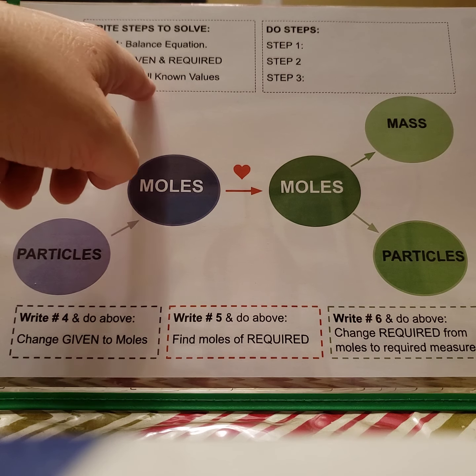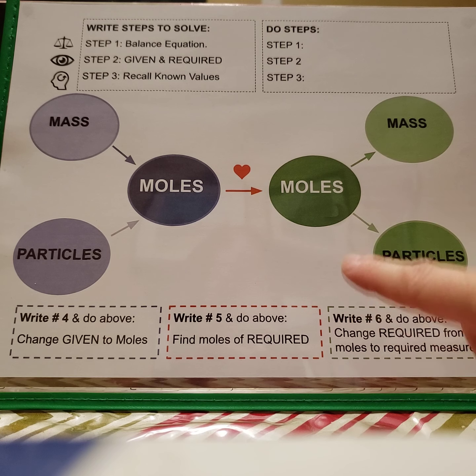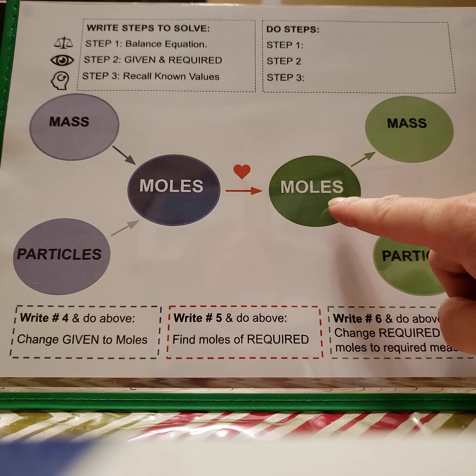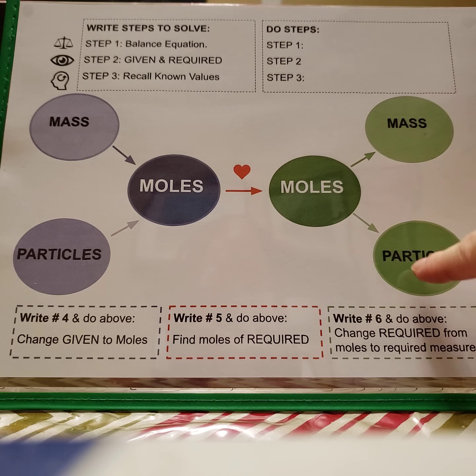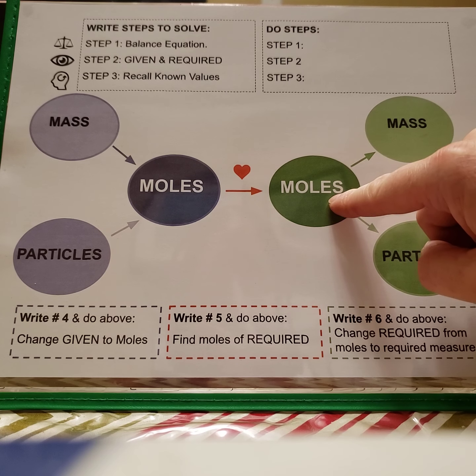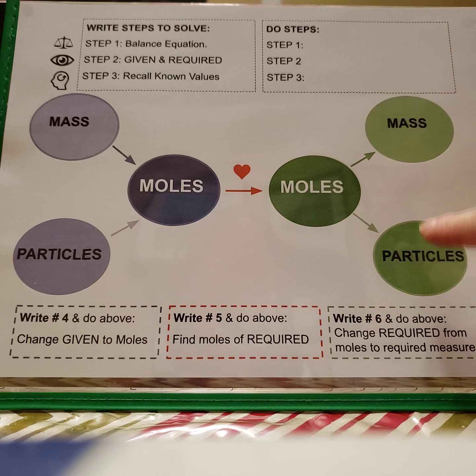Step 4, just figure out where you're starting and change your given to moles. Step 5, going through the heart of our problem solving, getting the moles of your required from the moles of your given using your balanced chemical equation. And then step 6, take the moles, go back to the problem, see what they required. If they required moles, you're done. And if they didn't, if they wanted it reported in either mass or particles, you just have to convert that physical quantity from reporting it in moles to reporting it in particles or mass.